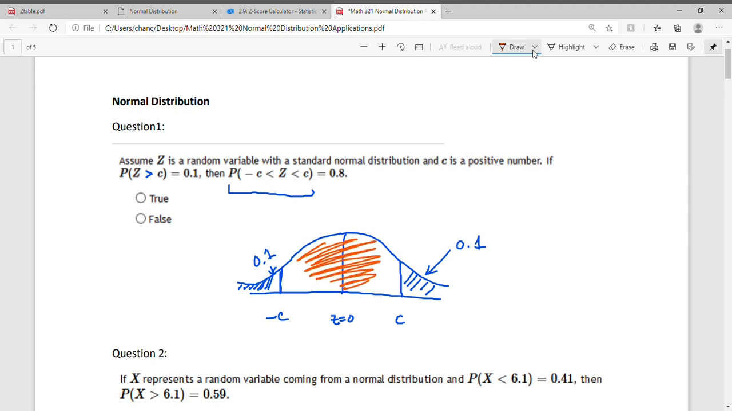Now the total area is always equal to 1 because that's 100%. So it must be that this is 0.8. That's the only way to add up all of these areas and get a total of 1. So that's true. The probability of z being between negative c and c is equal to 0.8. So for the first question, this is a true statement.